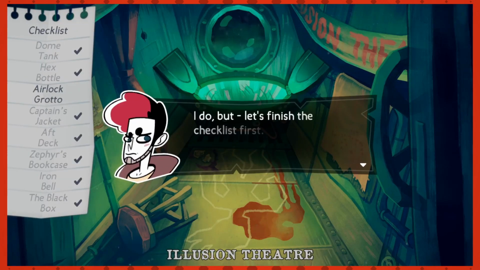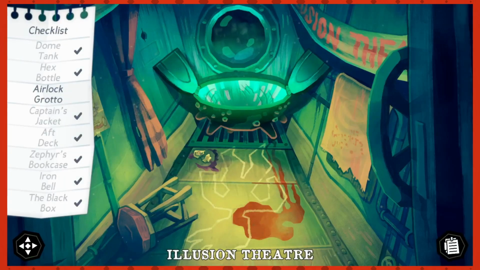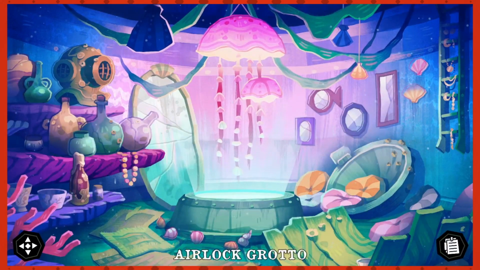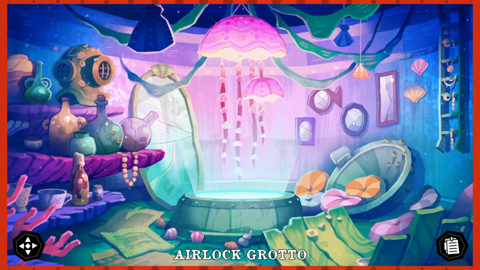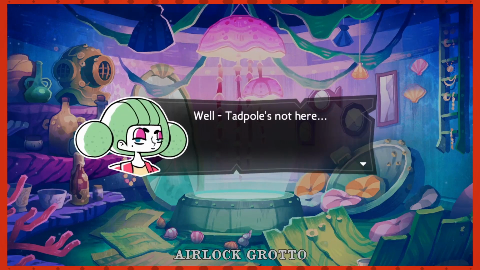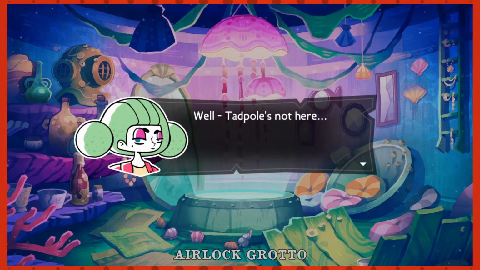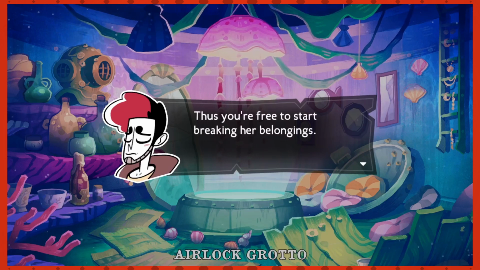You don't want to take another look? I do, but let's finish. What's the airlock grotto? That's the part I don't understand. Oh, okay. I didn't realize her room was named the airlock grotto. I never read that probably. Tadpole's not here. Oh, so we can finally smash the bottle. That makes sense. Thus, you're free to start breaking her belongings.